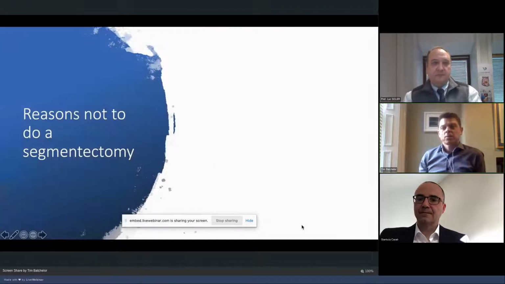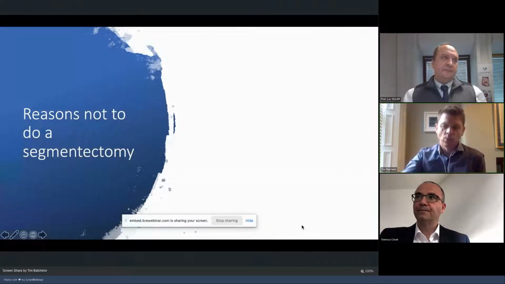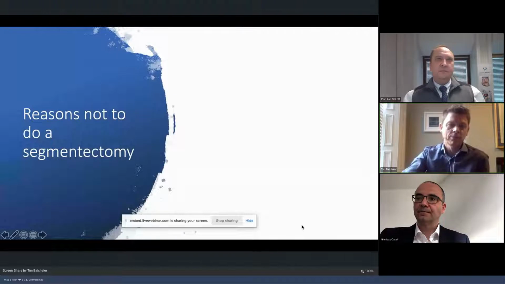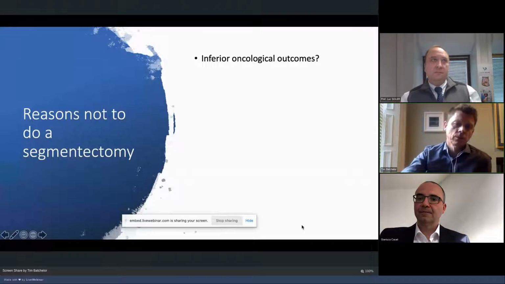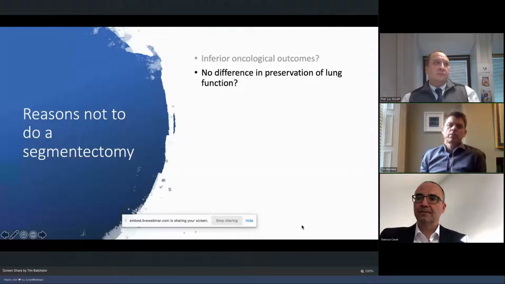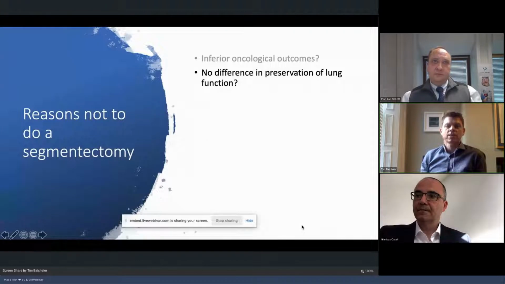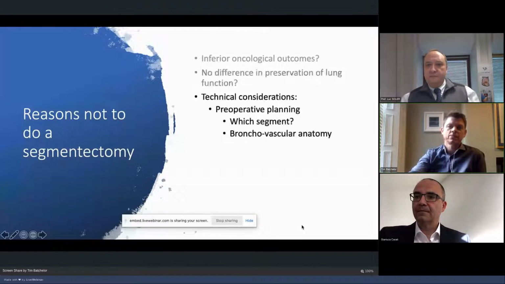But at the same time as we're thinking about doing a segmentectomy, we should think about why we shouldn't be doing a segmentectomy, or rather, there are opinions around the world as to why we shouldn't be doing segmentectomy. The one is oncological outcomes. Are the oncological outcomes the same, because we shouldn't be compromising? And we will talk about this. What about lung function? We've said at the beginning, we're trying to preserve lung function. That's the whole point of a segmentectomy. But are there actual differences between segmentectomy and lobectomy?